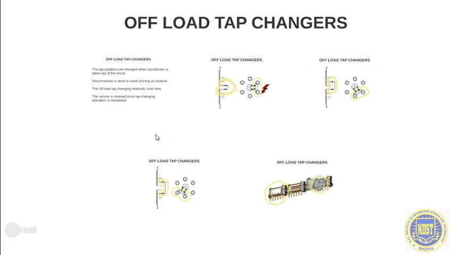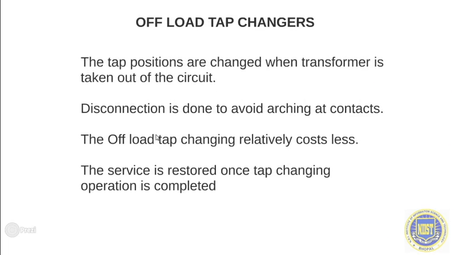To get into details of how an offload tap changer works, we must first understand that the offload tap changer is operated when the transformer is taken out of the active circuit. That is, it is switched off. And this is done to avoid the sparking and arcing at the contacts. Even when the supply is interrupted, it is still in use because these tap changers are cheaper and cost less. But with the use of these tap changers, the service can be restored only after the tap changing operation is complete.